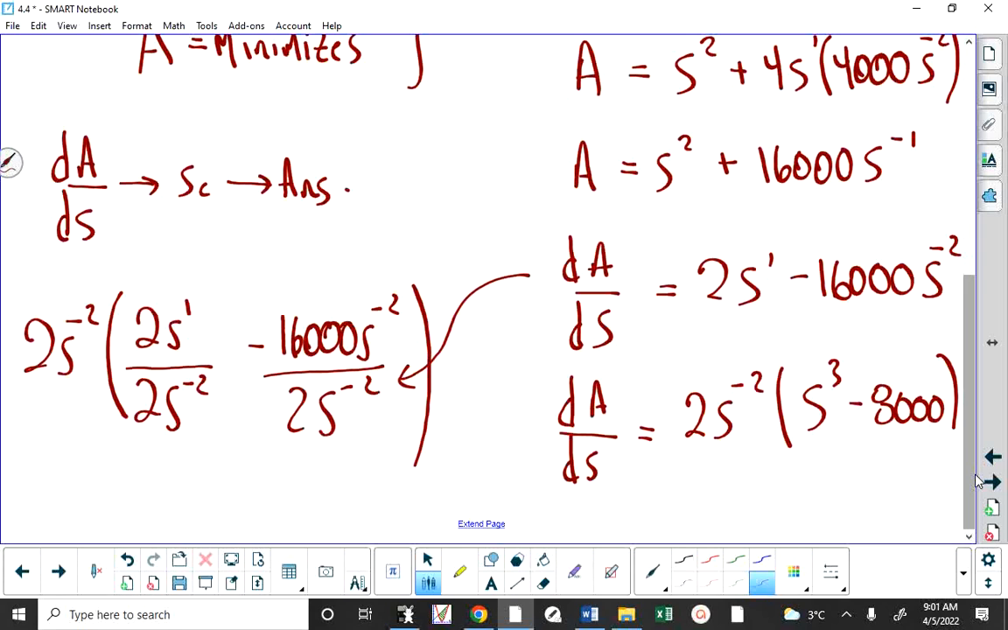But how we're getting s cubed is that if I divide 2s to the 1, which is what I started with, by the thing I factored out, the 2's cancel, and I'll have s to the 1 over s to the negative 2, which is s cubed. Is that okay?